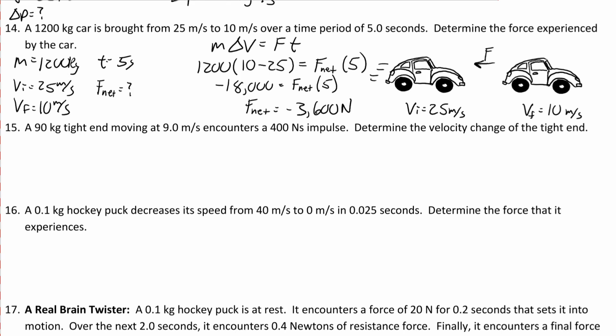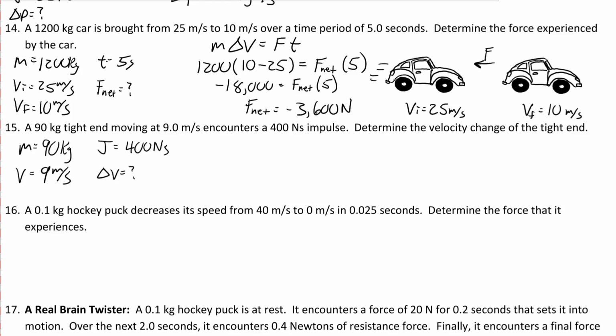Okay, number 15. A 90 kilogram, so the mass is 90 kilogram, tight end moving, so the velocity is 9 meters per second, encounters a 400 Newton second impulse. Determine the velocity change. So delta V. What is the change in the velocity of the tight end?